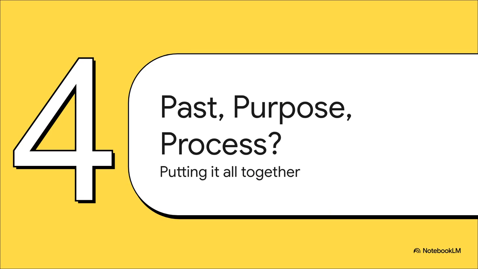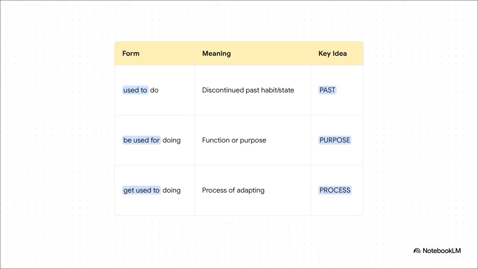Now let's put them all side by side so you can see the whole picture at once. This right here, this is the slide to remember. It's the 3 Ps. Used to is about the past, be used for is about purpose, and get used to is about the process. Past, purpose, process. If you can just lock those 3 words in your brain, you've got this.